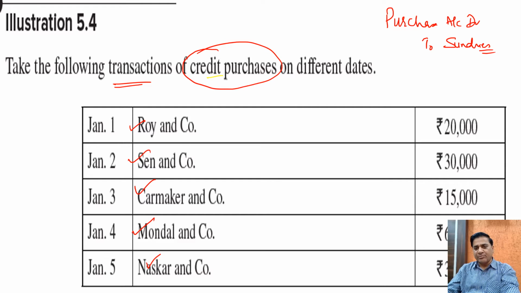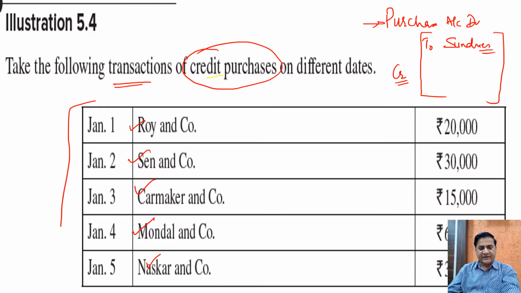So the entry would be one account to be debited, and the parties from whom we have purchased, we need to credit these, right? If you remember the journal entries, we would come to know that in order to have these 5 transactions, you need to have 5 ledger accounts and 1 ledger account related to purchases, which means this transaction would require 6 ledger accounts in all. Let's see how.